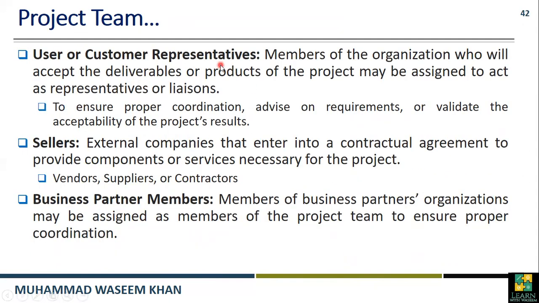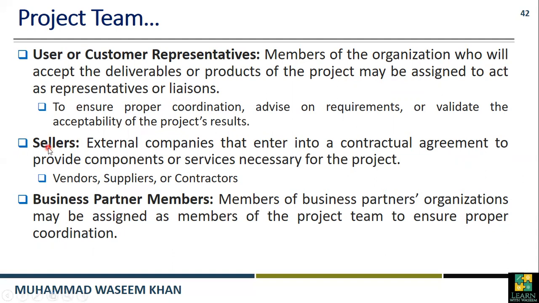We can have the user or customer representatives as well in the project team. Who are the user or customer representatives? As the name suggests, these are the members of the organization who will accept the deliverables, the products or the services or the results of the project. They may be assigned to act as a representative or liaison, to ensure proper coordination, advise on requirements and validate the acceptability of the project results. This is the responsibility of the user and customer representative.